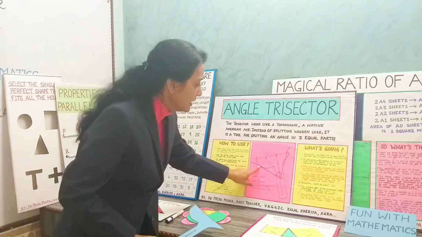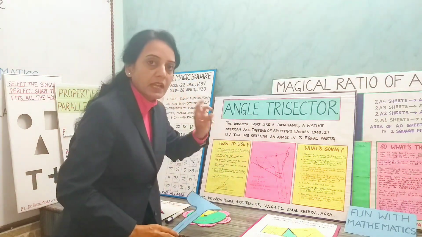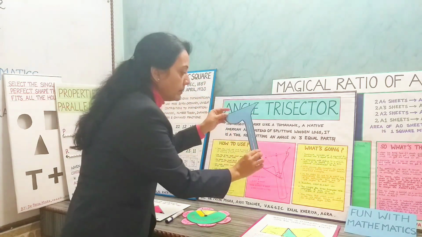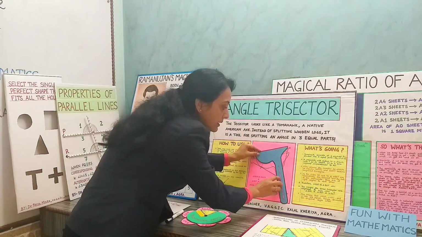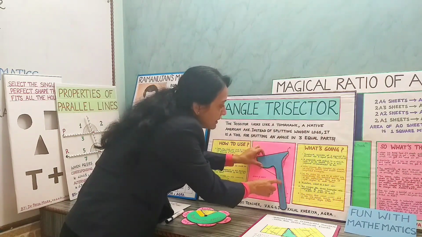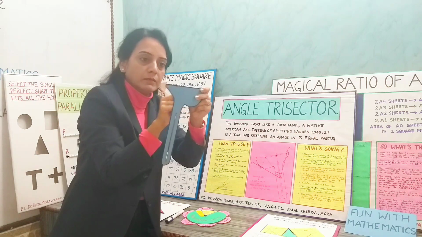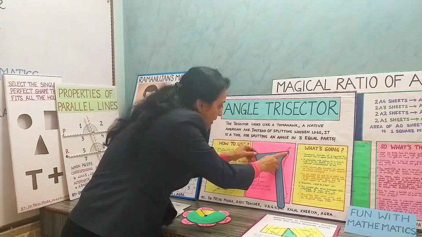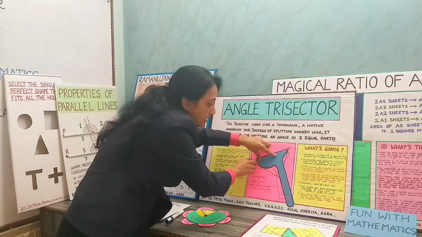How do we trisect an angle? If I have angle ABC, I have to trisect it, that means divide it into 3 parts. I have to keep the tool in such a way that the vertex of the angle falls in this slit. There are 3 holes shown on the top. One of the 3 holes should lie on one side of the angle, and the second side of the angle should be a tangent to this semicircular side.